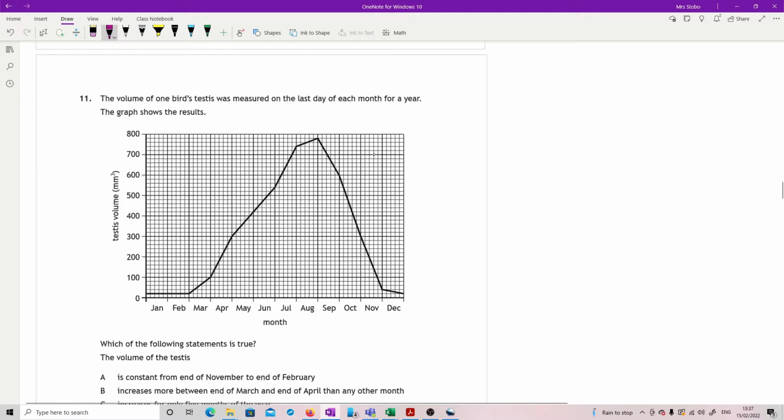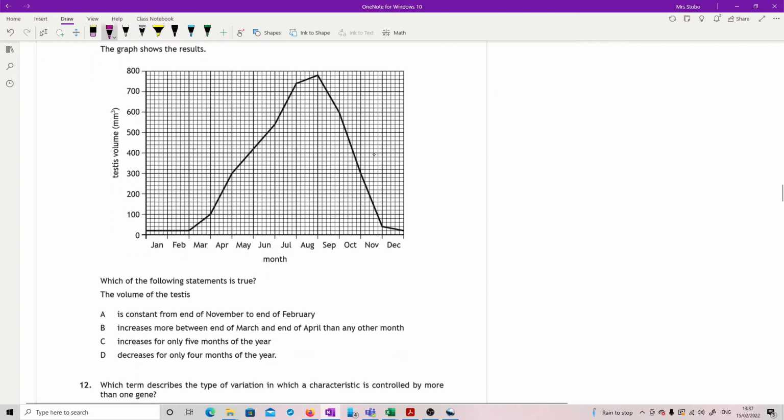Question 11. The volume of one bird's testes was measured on the last day of each month for a year, and the graph shows the result. Okay, which of the following statements is true? So you're just working through each one and saying which of these is correct. The volume of testes is constant from the end of November to the end of February. End of November is here. Well, no, that's dropping down there, so that's wrong.